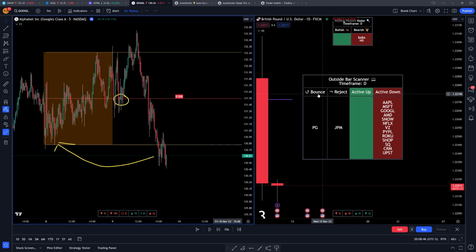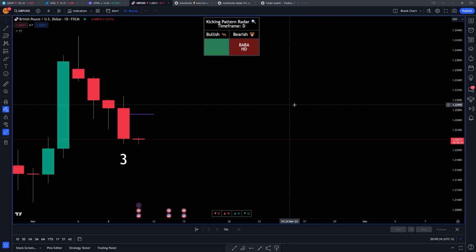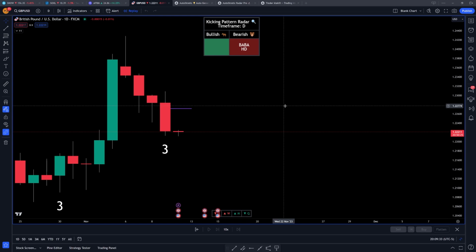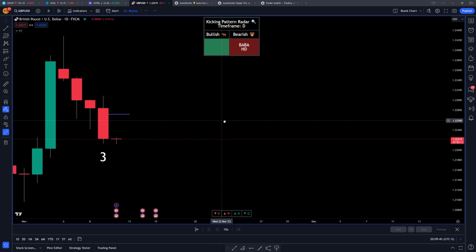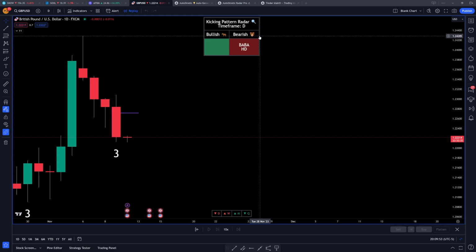Next, what we're going to go over is the kicking pattern radar. We went over what a kicking pattern was yesterday. Typically a kicking pattern is when we either have a really bearish candle followed by a gap up above the previous candle, or a really bullish candle followed by a gap down below the previous candle. The kicking pattern radar, again, one of a kind, gives you in real time a list of all of the tickers that have this setup.